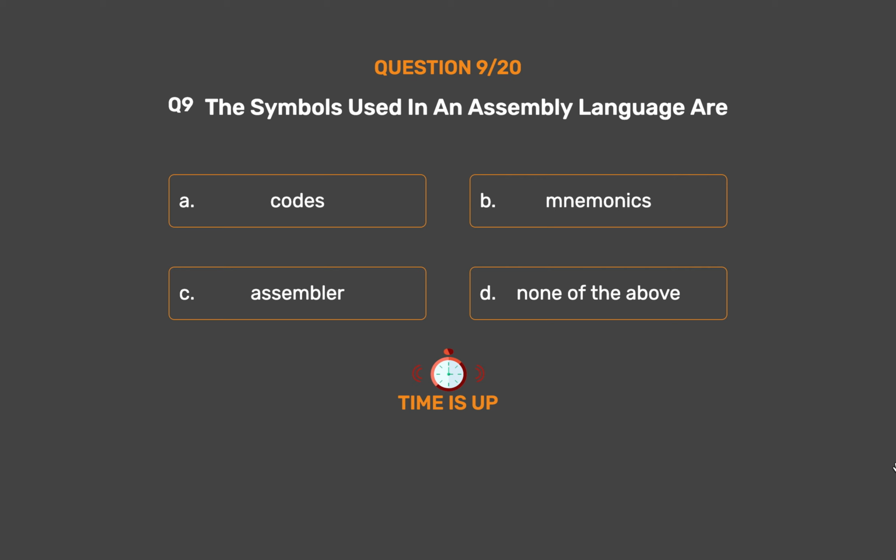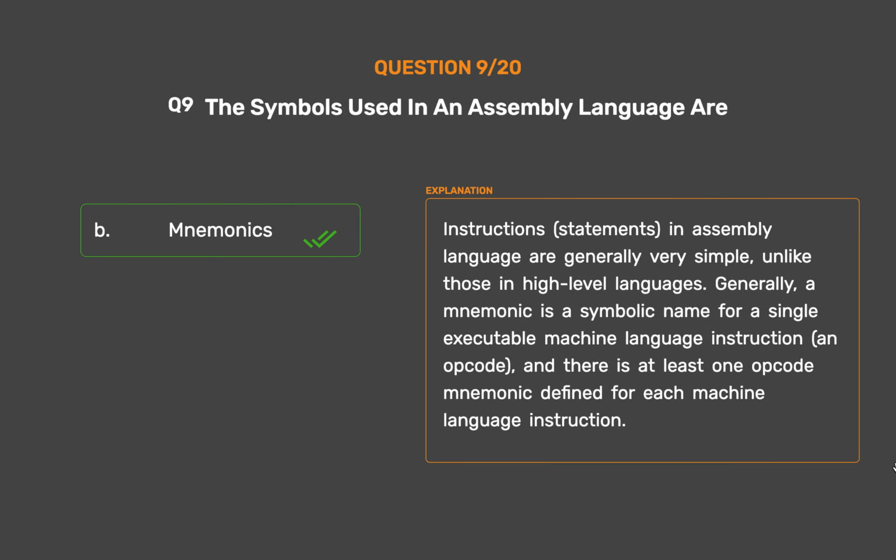The correct answer is Option B. Mnemonics. Instructions, statements, in assembly language are generally very simple, unlike those in high-level languages. Generally, a mnemonic is a symbolic name for a single executable machine language instruction, an opcode, and there is at least one opcode mnemonic defined for each machine language instruction.